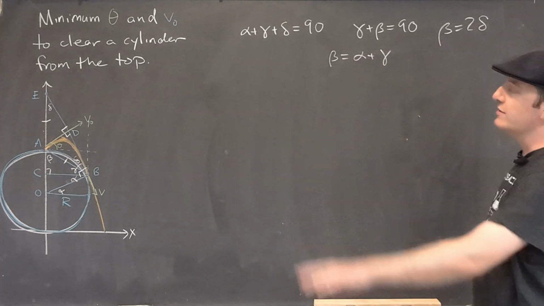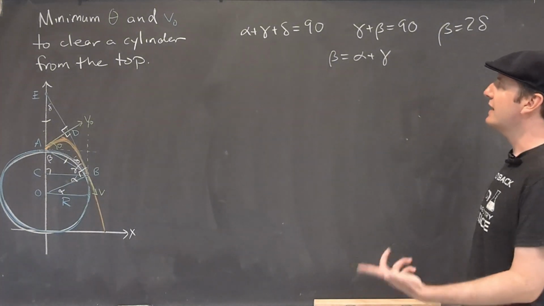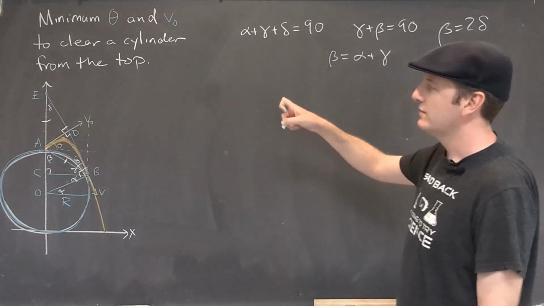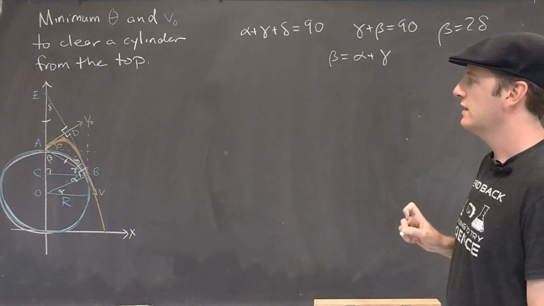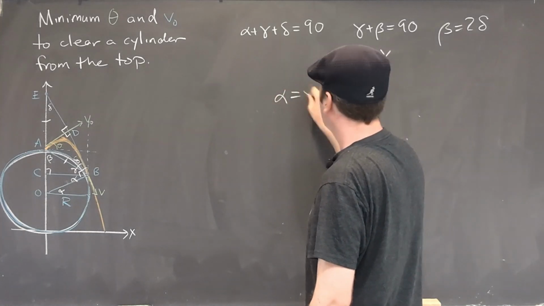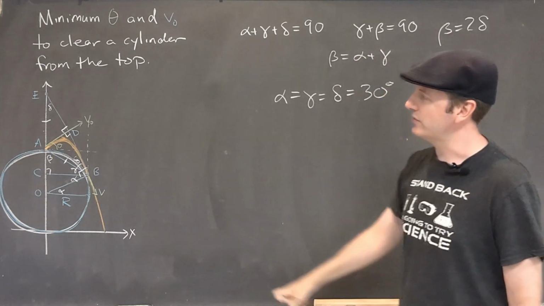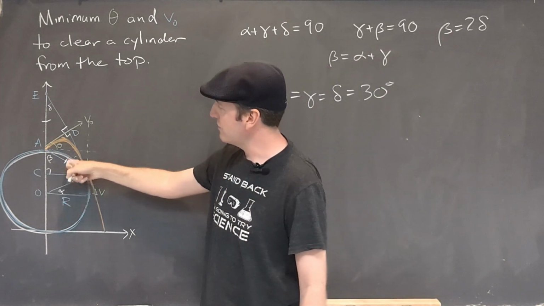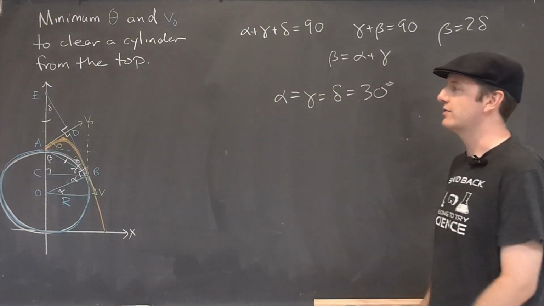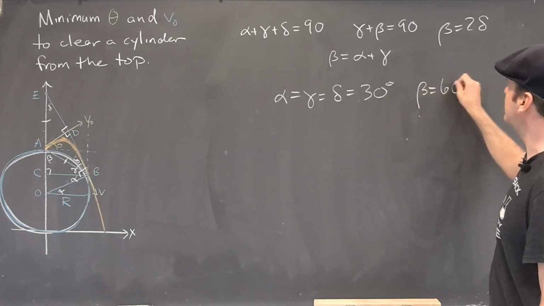Now I have 4 equations with 4 unknowns. They're all independent from each other: alpha, beta, gamma, and delta. And if we go through this and solve for what these angles are, we end up finding alpha, gamma, and delta are all 30-degree angles. In other words, these 3 angles trisect this right angle, 30, 30, 30. That also tells me that beta is 60.